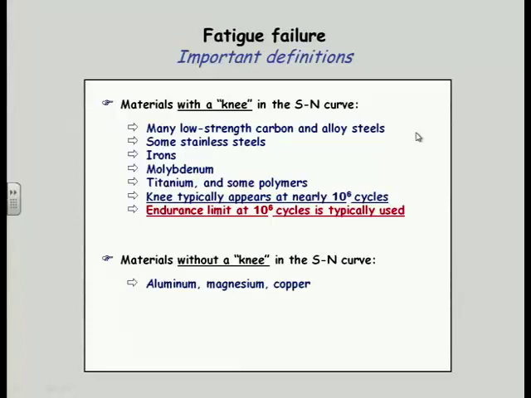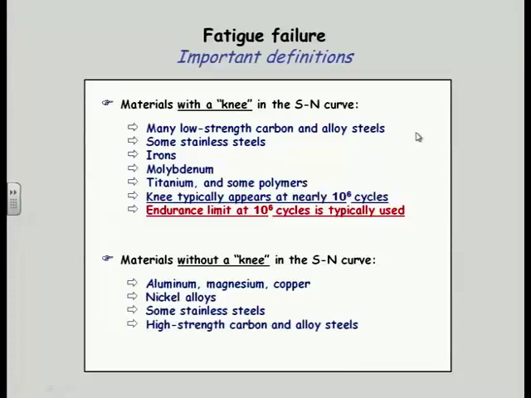Materials that don't have a knee: aluminum, magnesium, copper, nickel alloys, some other stainless steels, depends on the particular alloy. And high-strength carbon alloy steels don't show the knee. So when I add carbon to get a real high-strength tool steel, I'm giving up some ductility, and I'm also giving up this infinite life business. That doesn't mean I can't use it, but I have to be aware of the difference.